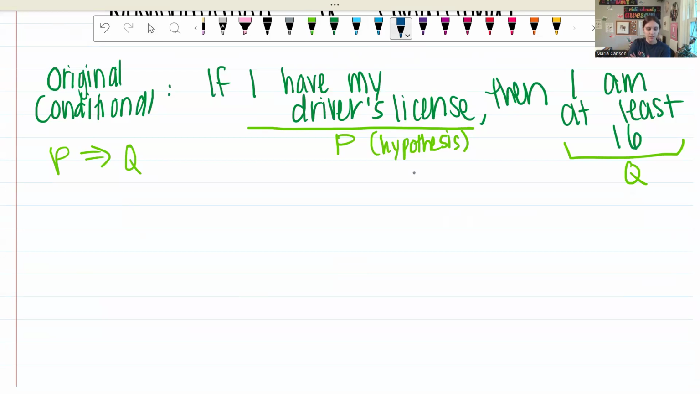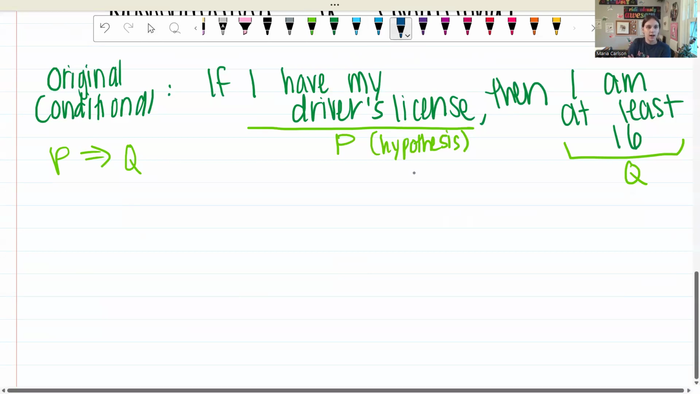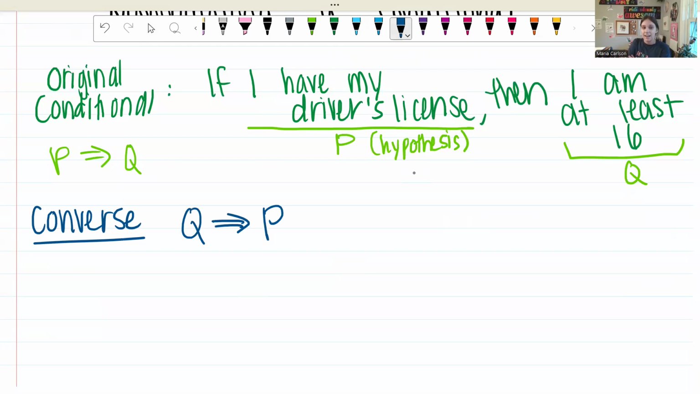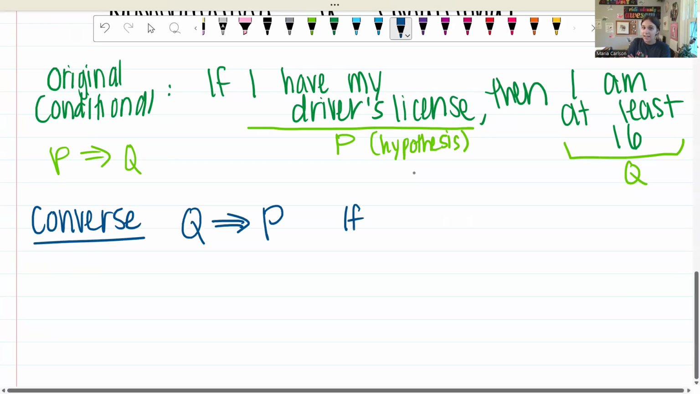The first thing we can do is find the converse of this statement. Instead of P implies Q, this is Q implies P. We just flip the order. So instead of, if I have my driver's license, then I am at least 16, this would be, putting Q first, if I am at least 16, then I have my driver's license.